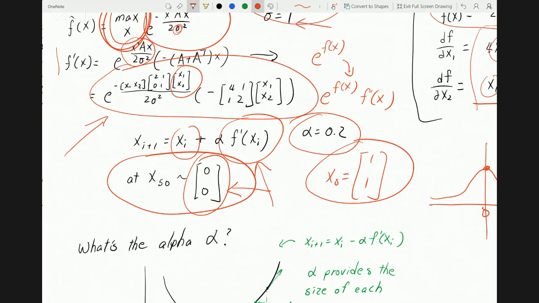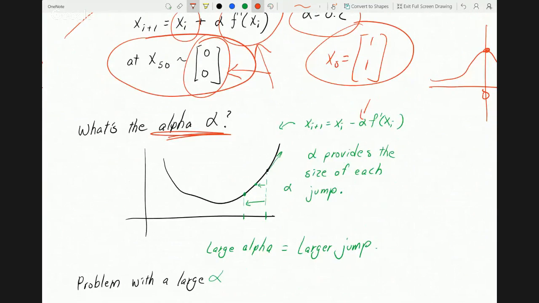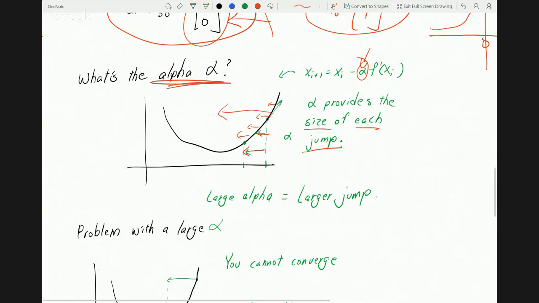Now, what about this alpha value we were talking about? Well, you might have noticed the alpha value right here provides the size of each jump. You can either jump this big or you can jump much bigger, and that depends on alpha. If you have a large alpha, it jumps much faster. If you have a small alpha, it jumps slowly, slowly, like that. Now, it's good to have a large alpha because you get to the solution faster. But if it's too big, it will cause you some problems.